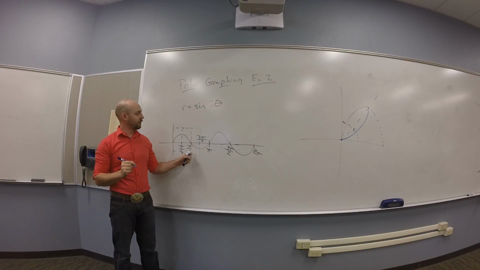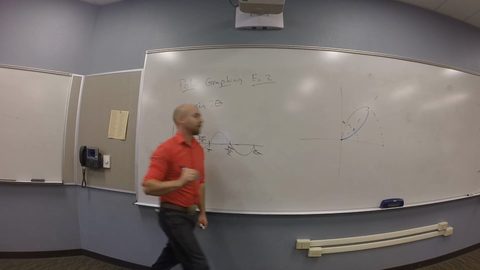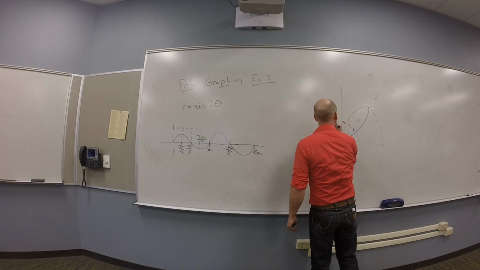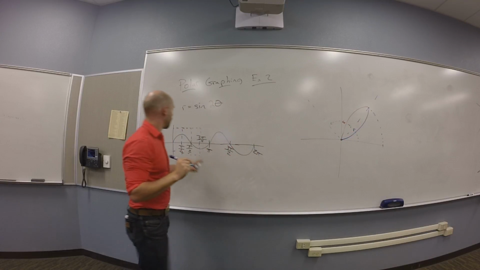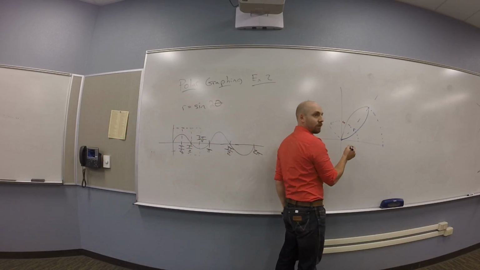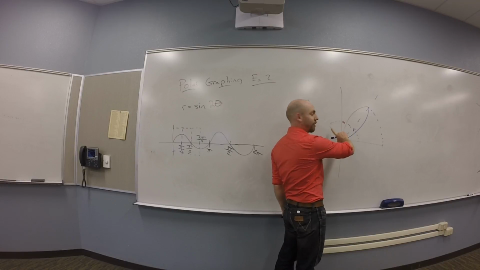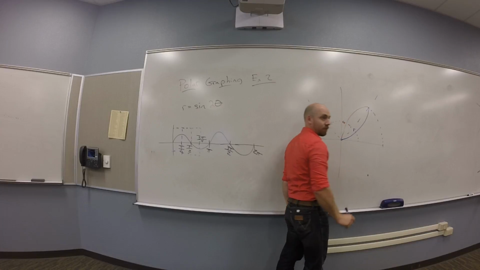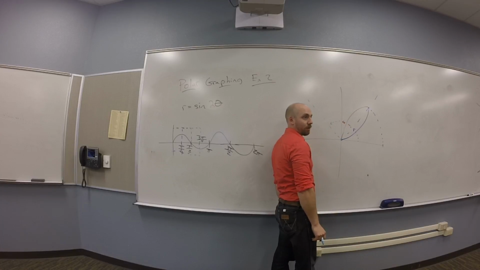I'm in between pi over 2 and 3 pi over 4. So that should be in here. And you're going from 0 to negative 1. The radii are going from 0, here at the beginning, to negative 1. So if I told you to turn to 3 pi over 4 and walk negative 1, you would turn to 3 pi over 4 and then walk backwards. So you would end up down here. Make sense? You guys see that?